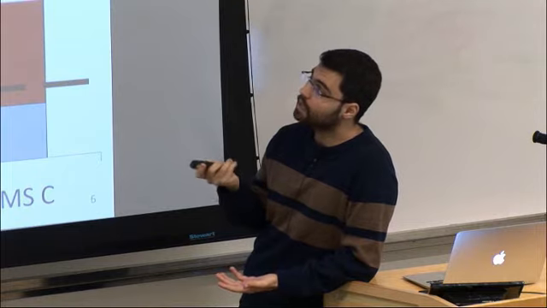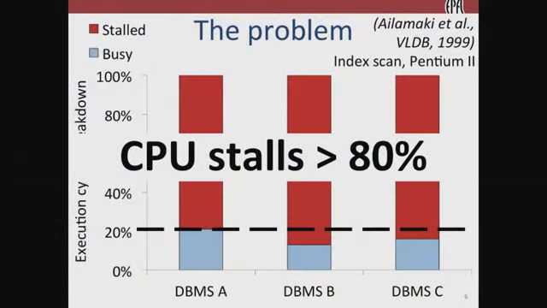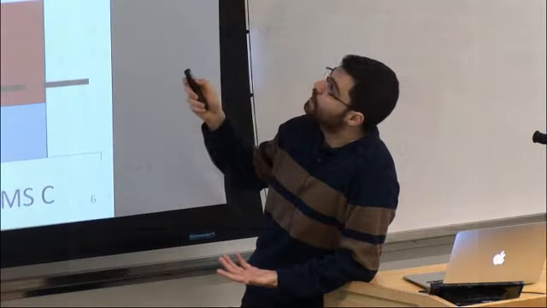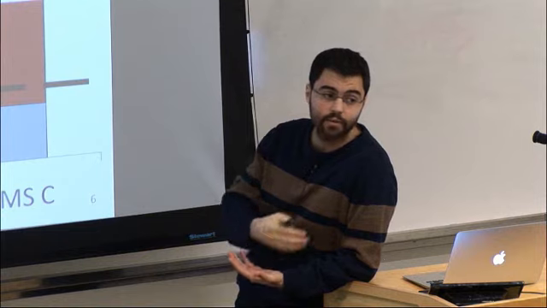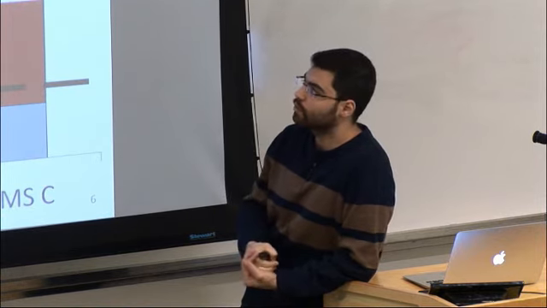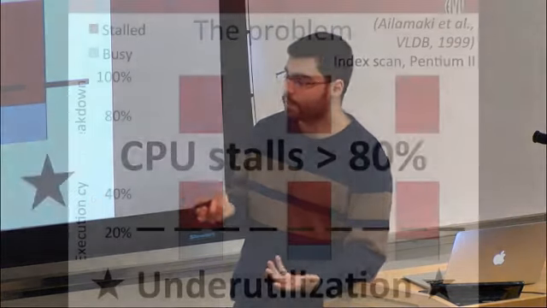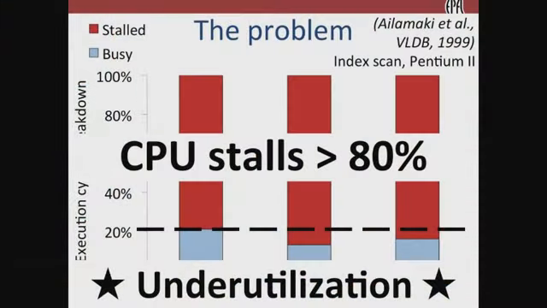What we see is that more than 80% of the time, the processor here is Pentium 2, this is 99, and the workload is an index scan based on a secondary index, so a lot of random data accesses. This mimics the transactional workloads. And what we see is that more than 80% of the time the CPU stalls. This problem we define as the underutilization problem, underutilization of processors by database workloads.